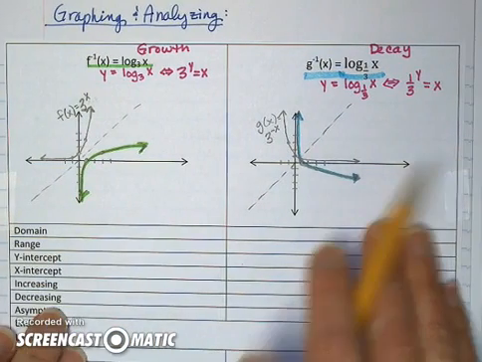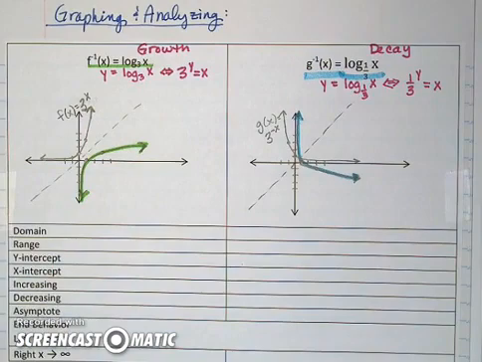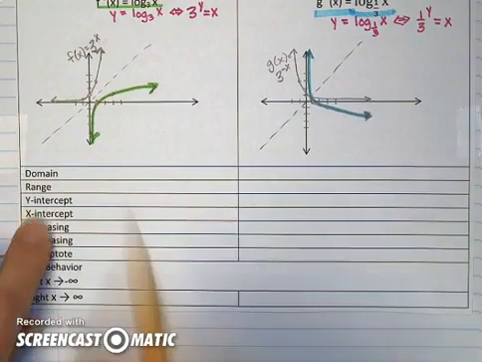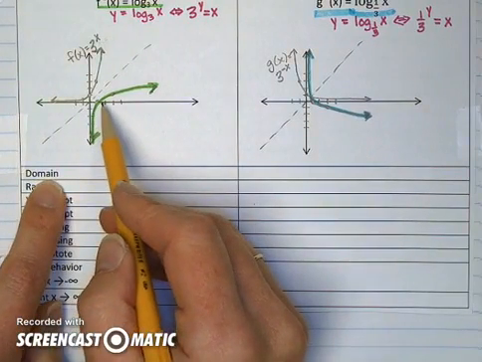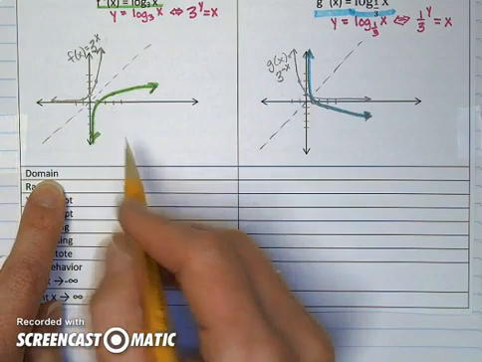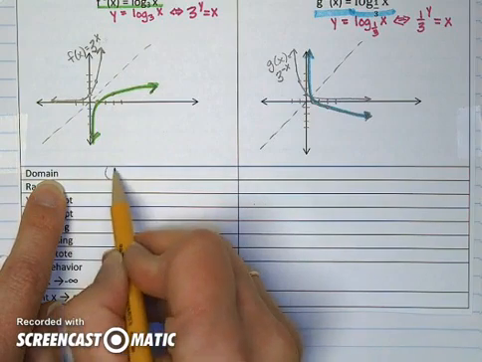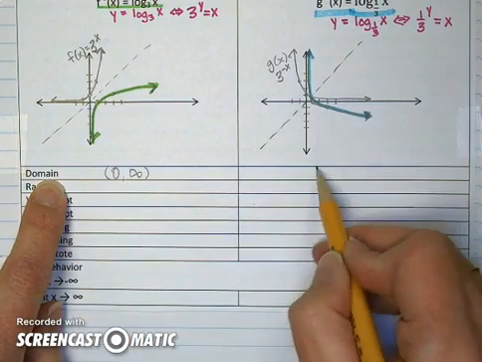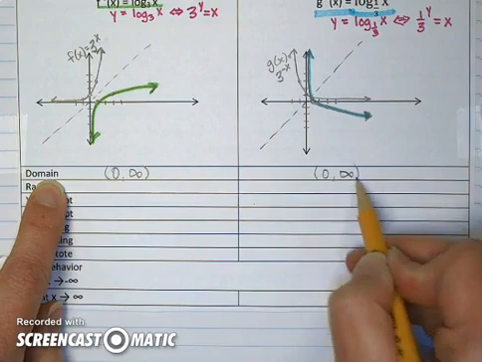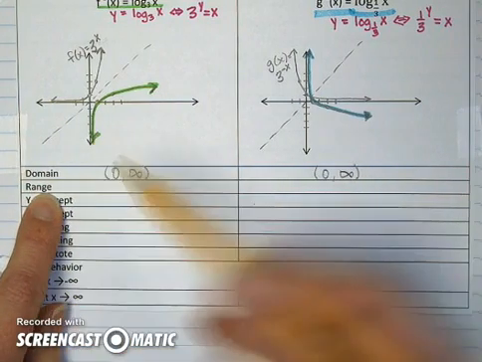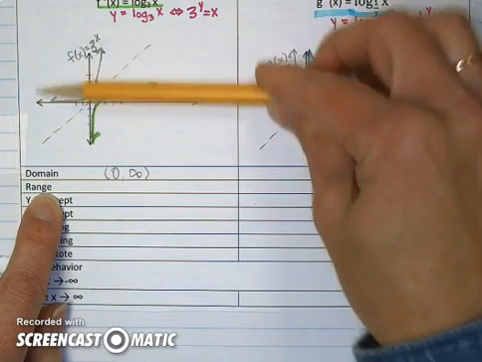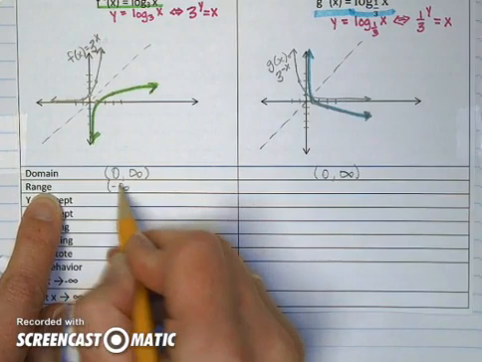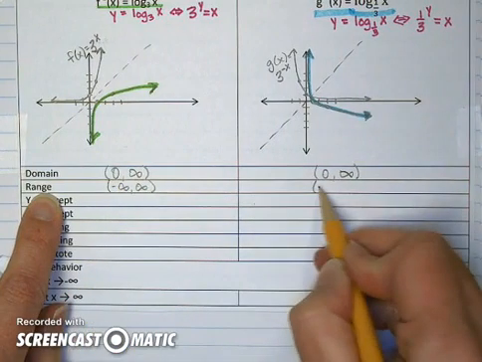So now let's take the domain of the logarithmic functions. The domain of this growth function would be from 0 to infinity. What about this one? It's the same thing, right? 0 to infinity. But the range now, the y values can be anything on both of them. So now the range is negative infinity to infinity, and negative infinity to infinity.